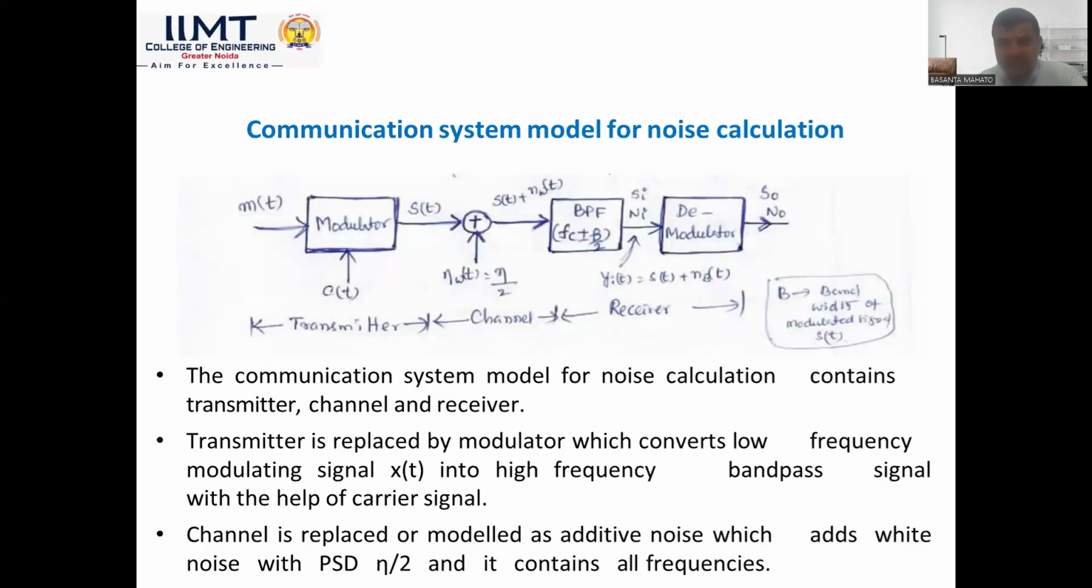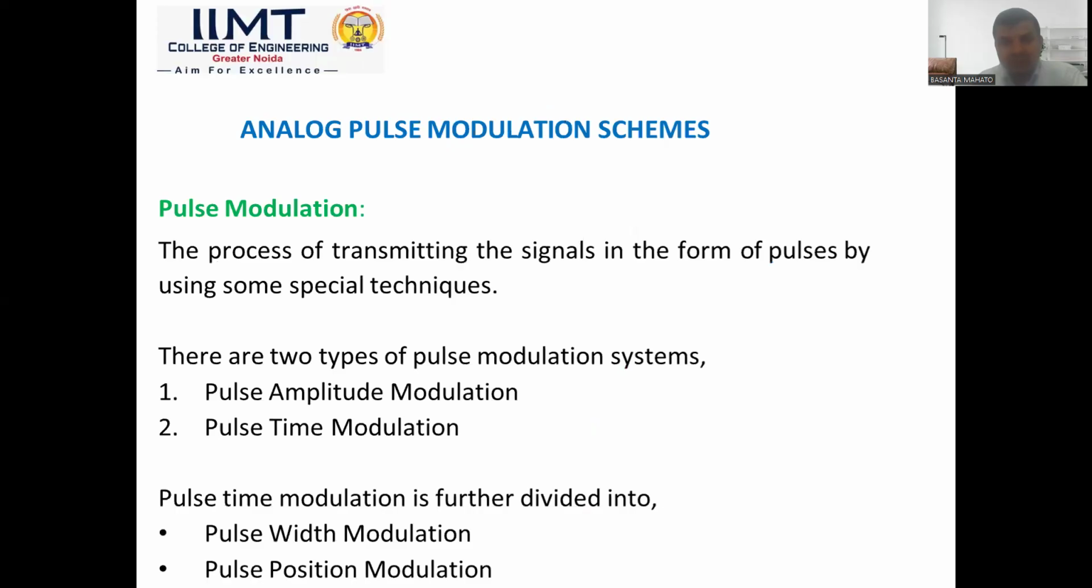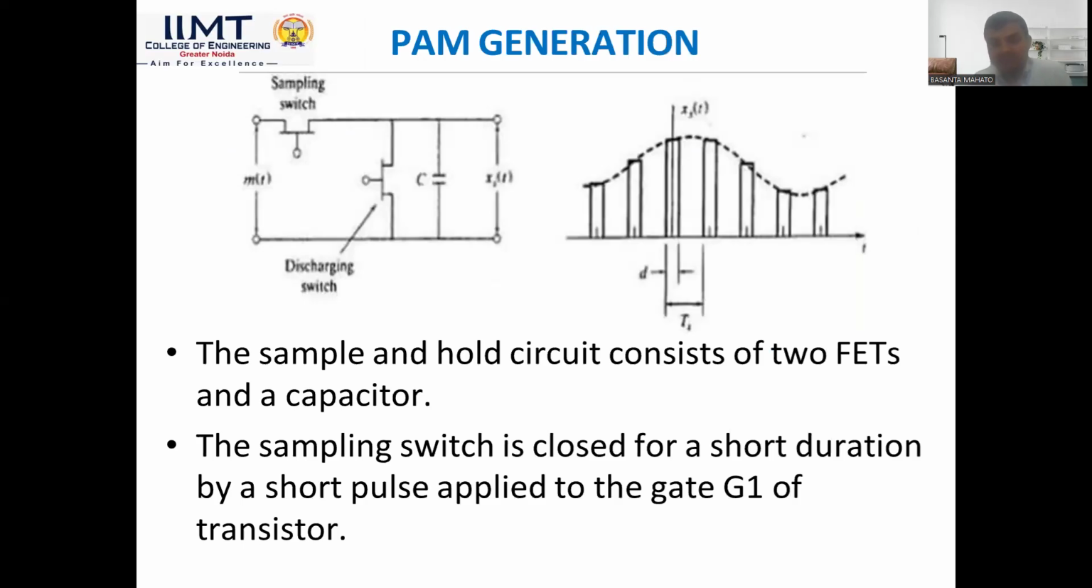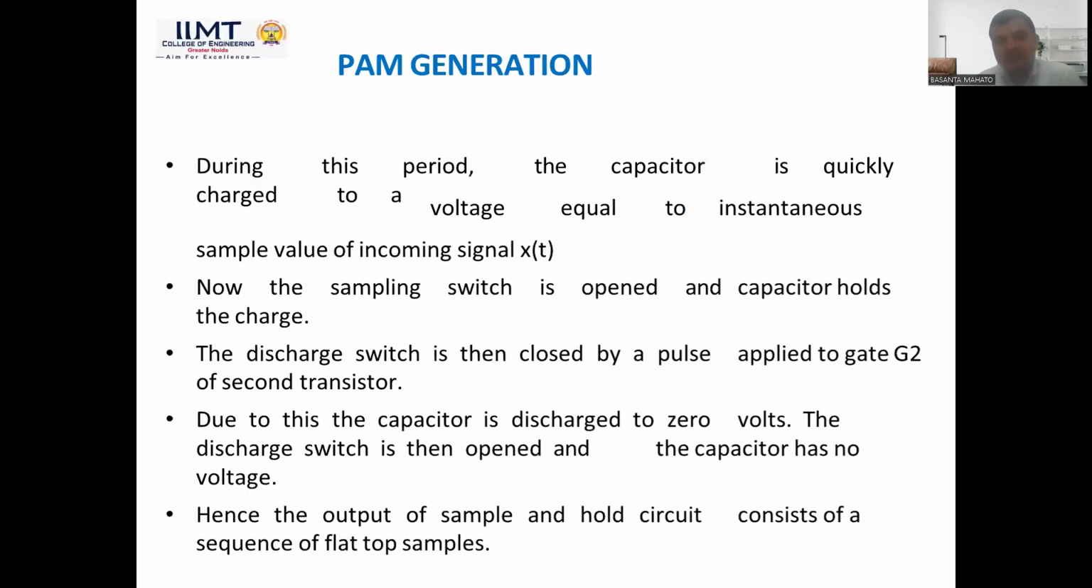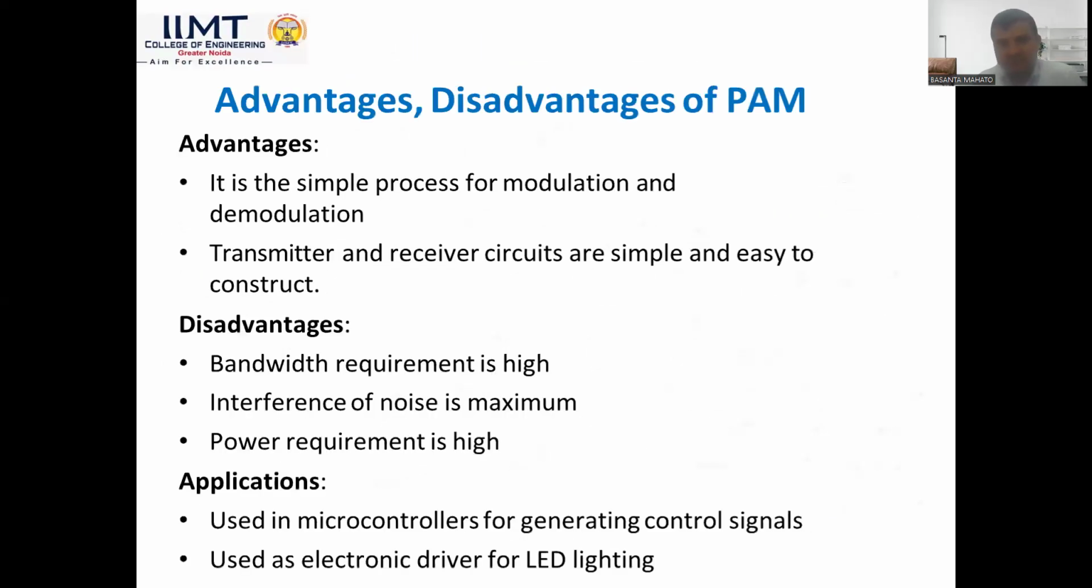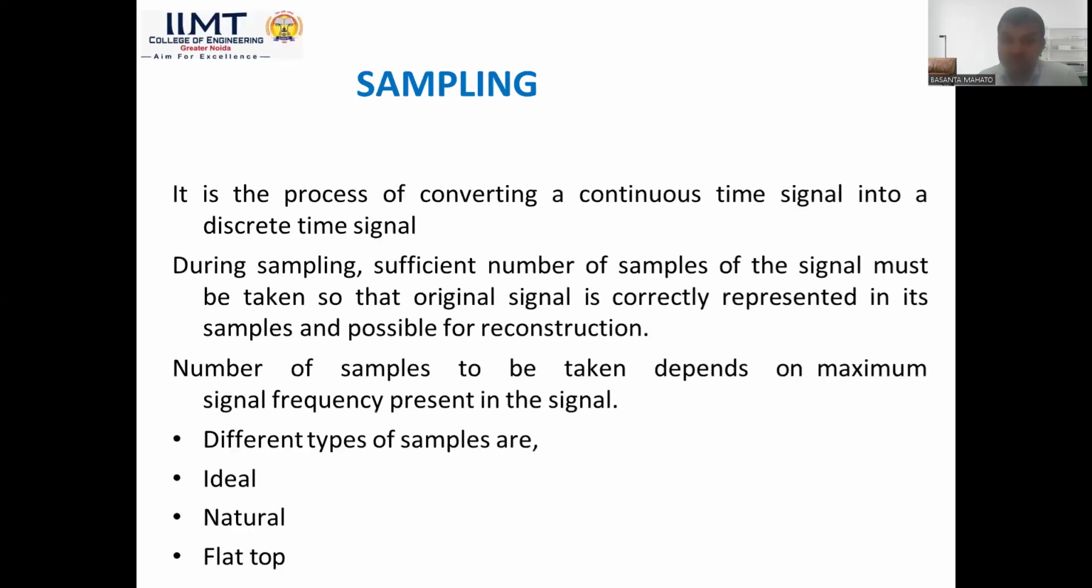This is the communication model for noise calculation. Next is pulse modulation, which has two types: pulse amplitude modulation and pulse time modulation. In pulse amplitude modulation, the amplitude of the pulse of the carrier changes in accordance with the modulating signal. First we sample the signal using a sample and hold circuit, and then PAM is generated. The waveform is transferred like a pulse. The advantage is that it is a simple process of modulation. The disadvantages are that the bandwidth requirement is high and the power requirement is high.